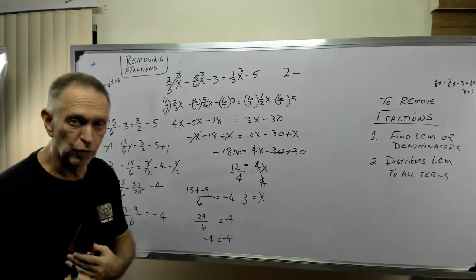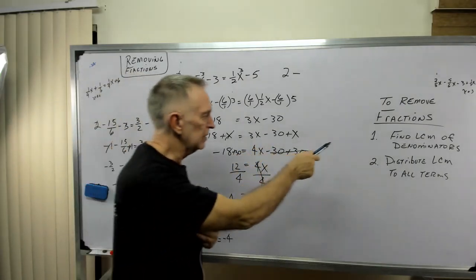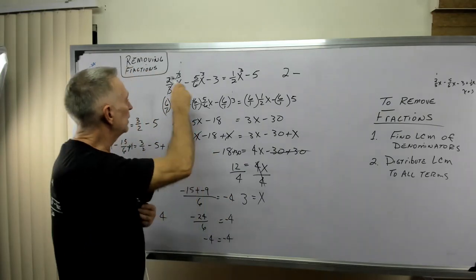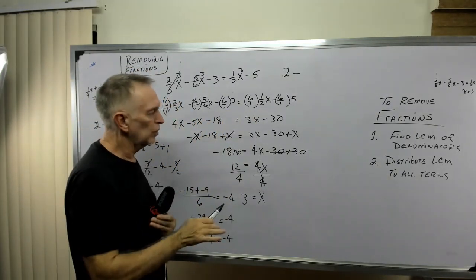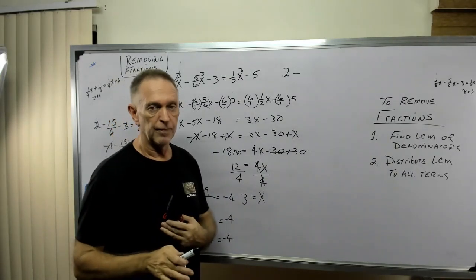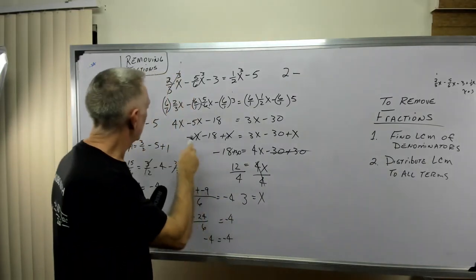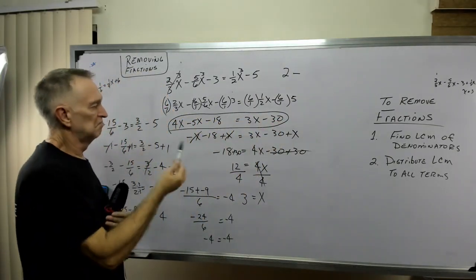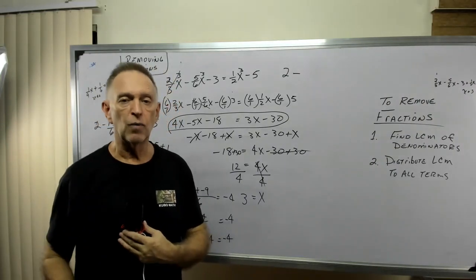Okay, to get rid of those fractions, do two things. Find the least common multiple of the denominators and then distribute that least common multiple to every term. And then you can just wipe out the fraction and end up with something that's very workable and makes life much easier.